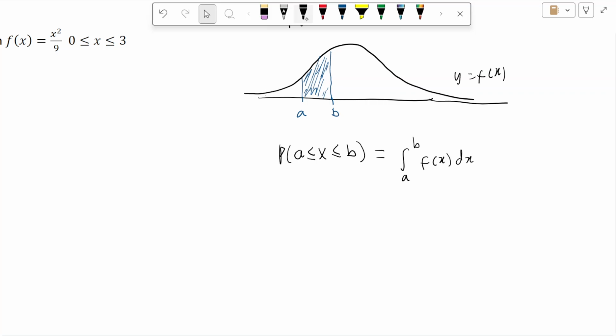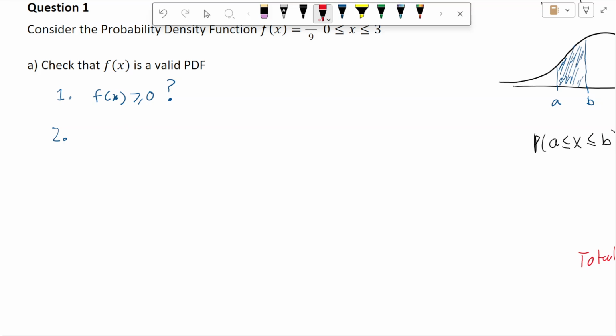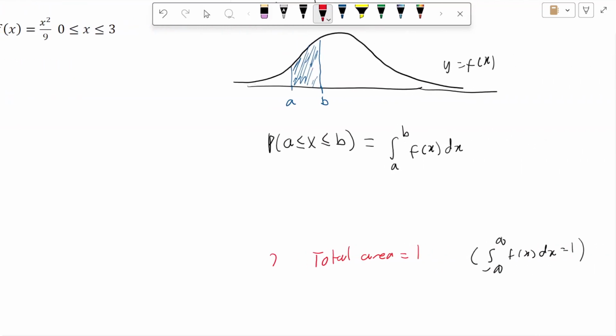And also, the other thing is the total area is 1. So in our case, what that means is that the integral from minus infinity to infinity of the function equals 1. Because there's no limits on the left or right of this function. It just goes on forever. So if we do the integral under the entire thing, we get 1. Now, this is actually one key property of a PDF. So this thing has to be true.